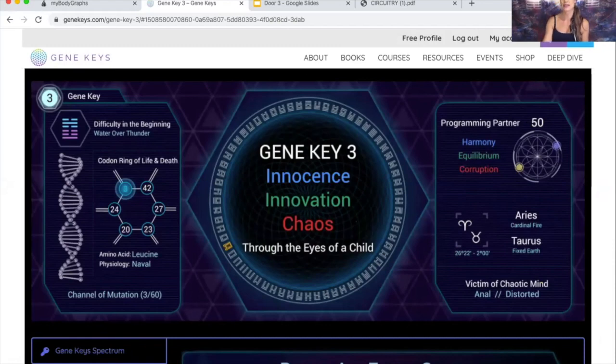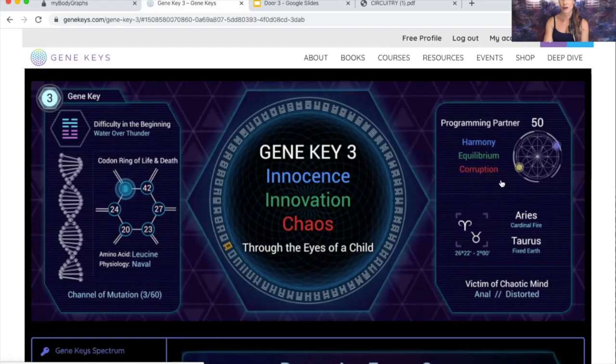So there are 3 words. The red one is the low one, the blue one is the really high one, and the green one is the pathway. It's the human quality, we could say. The pathway between those 2 polarities. So the lower frequency in those programming partners is chaos and corruption that go together, and then innovation and equilibrium go together, and innocence and harmony go together. So that's always beautiful to look at.